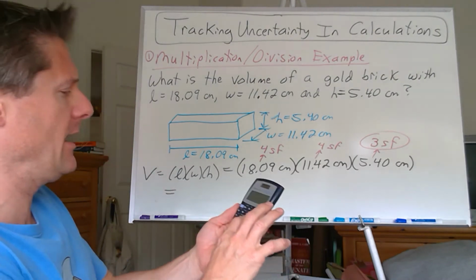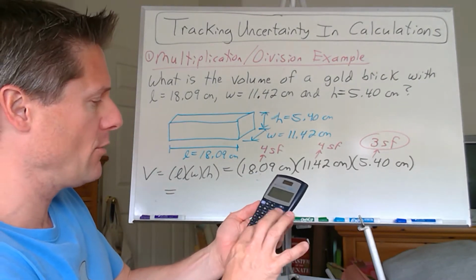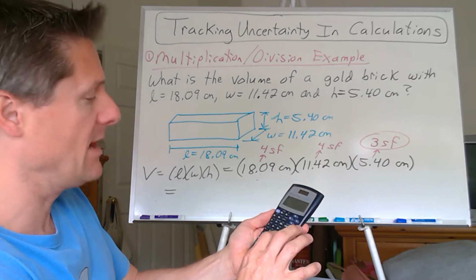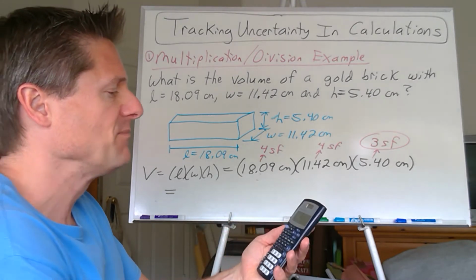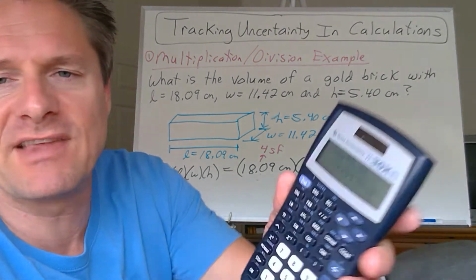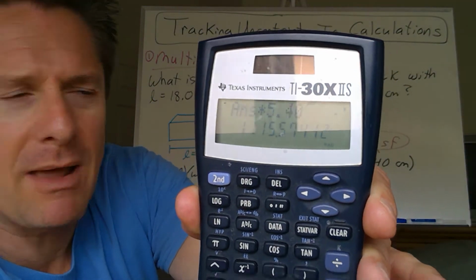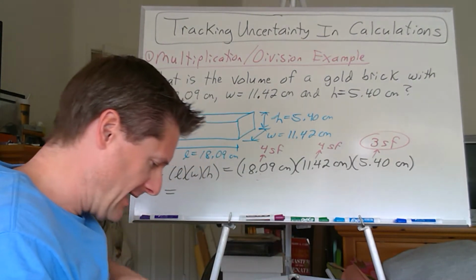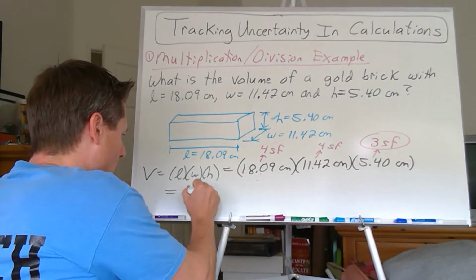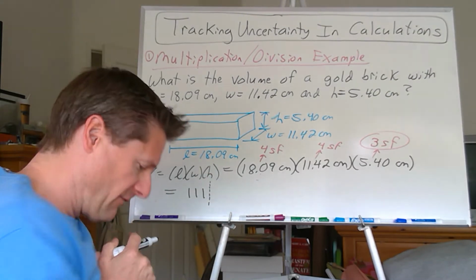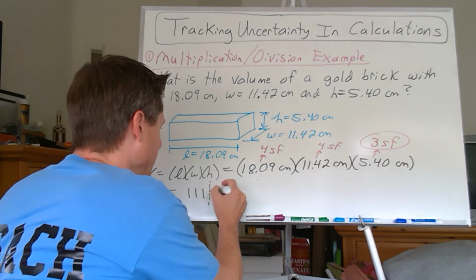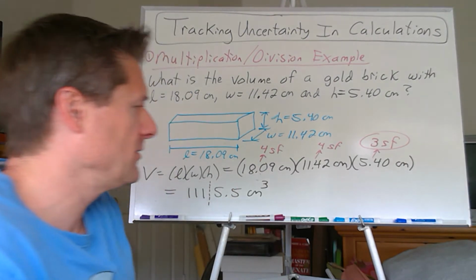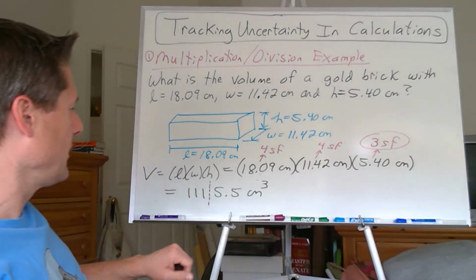Let's get our calculator. So let's take 18.09 times 11.42 times 5.40 equals 1,115.57412, and it goes on. But I only need 3 significant digits. So let's write the 3 ones, put the vertical dash line there, and then a 5.5 centimeters cubed. Bam, goes the calculator.